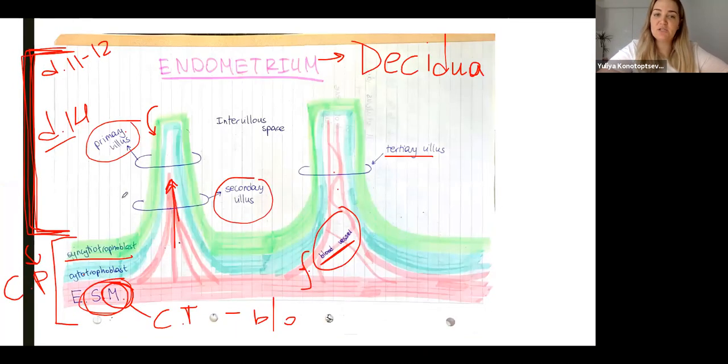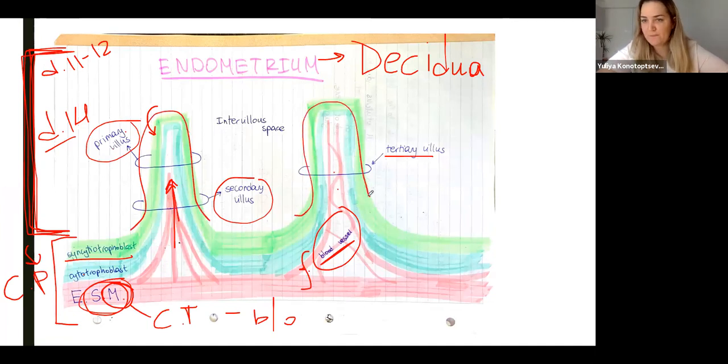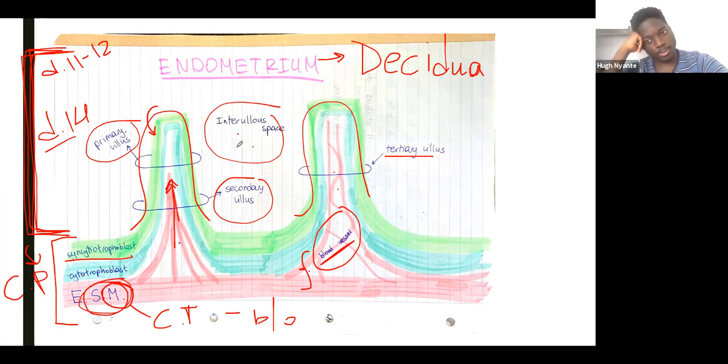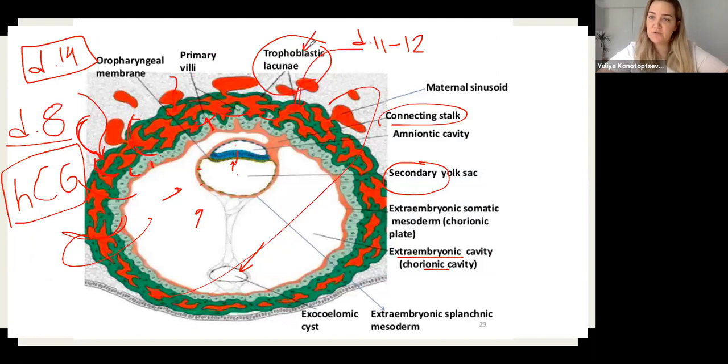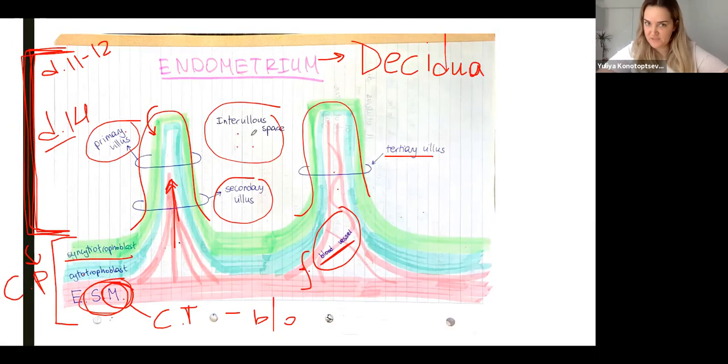So we can imagine that this is, for example, one tertiary villus. This is another tertiary villus right here. As you can see, between them, there is a space. The space is called intervillus space in late stages. But in early stages, what is this? What is another name for it in early stages? You know it. Lacuna. Very good. Lacuna, trophoblastic lacunas. Trophoblastic lacunas are these areas.